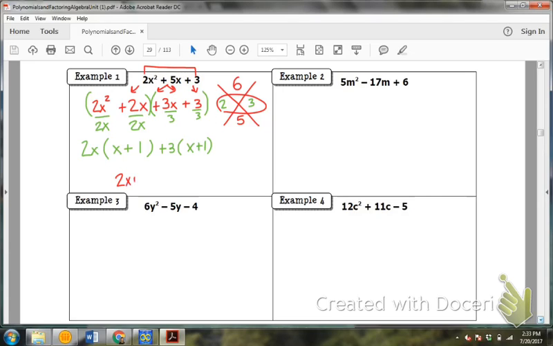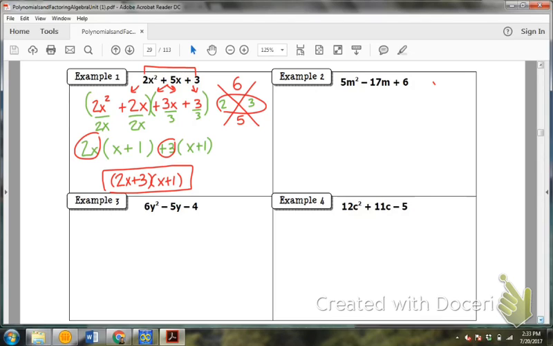2x plus 3. We grouped what we pulled out. Good. And then x plus 1. Finished. Questions on that one? Okay, let's do example 2.